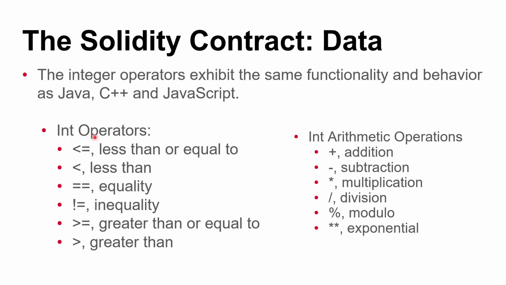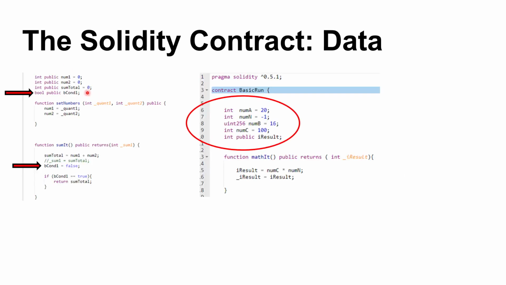So we can see here the int operators less than or equal to, less than, equality, inequality, greater than or equal to, and greater than, and the arithmetic operators. We can see here all of the arithmetic operators such as subtraction, multiplication, division, modulo, and exponential. So for a contract here, when we are declaring our variables, you can see here they are declared. In this case, some are initialized, some are not. And sometimes they are declared within functions, and sometimes, again, they are initialized.